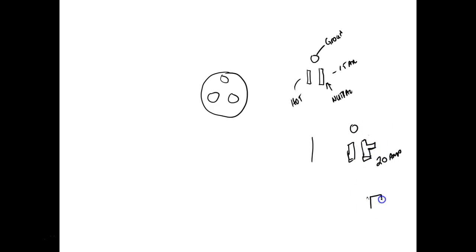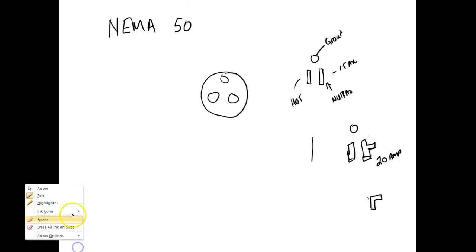So its neutral will look like that. So these are standard NEMA, National Electrical Manufacturers Association. And they're 15. I'm sorry. So y'all can see this at Lowe's, by the way, if you ever go by this.